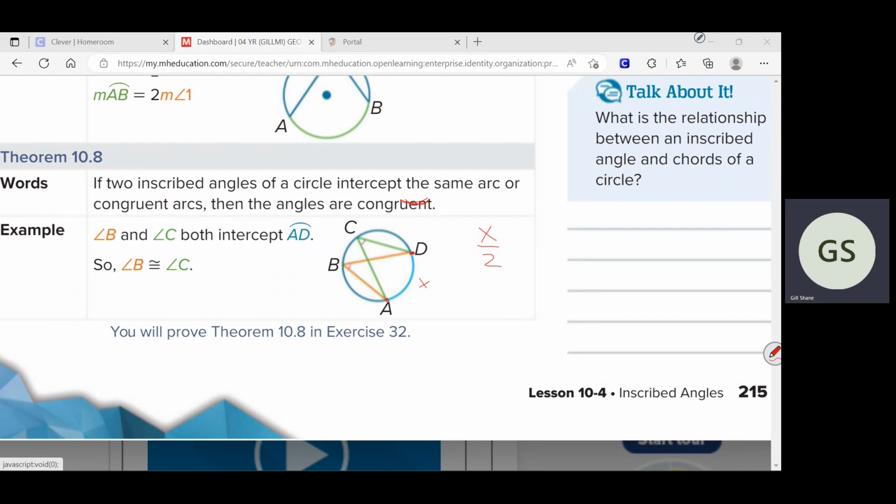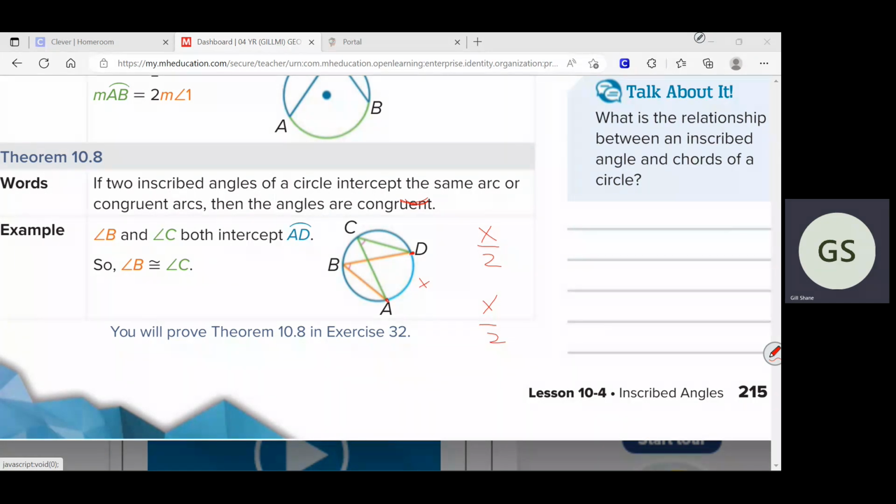Well, what's the measure of angle B going to be? Because it's the same arc. Same thing. It's the arc divided by 2, right? So it's x divided by 2. So again, you'd come to that same conclusion if you just understood this first theorem: that the measure of the inscribed angle is 1/2 the measure of the arc.